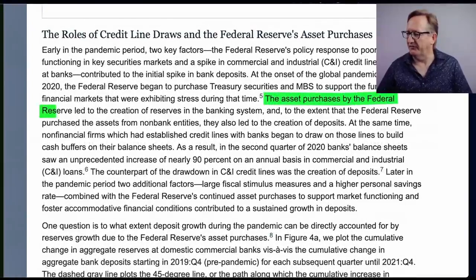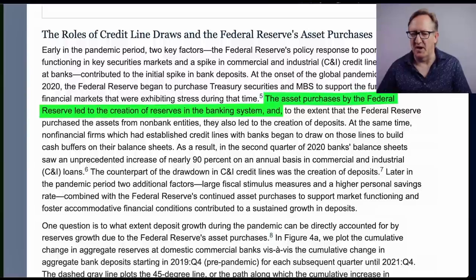The asset purchases by the Federal Reserve led to the creation of reserves in the banking system. That part of the sentence doesn't really tell us that much, because the Fed always creates new reserves when it buys assets. Regardless of whether it's buying from a bank or a non-bank, the Fed is creating reserves. That's just how it is done. That's how asset purchases are made, regardless of the source of those assets that the Fed's buying.